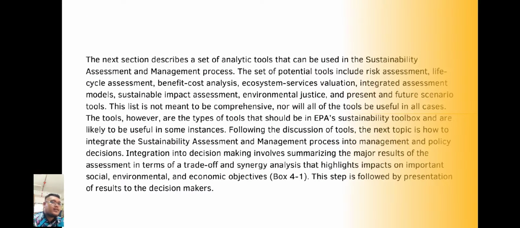The next section describes a set of analytic tools that can be used in the sustainability assessment and management process. The set of potential tools include risk assessment, life cycle assessment, benefit cost analysis, ecosystem service valuation, integrated assessment models, sustainable impacts assessment, environmental justice, and present and future scenario tools. This list is not meant to be comprehensive, nor will all of the tools be useful in all cases. The tools, however, are the types of tools that should be in EPA's sustainability toolbox and are likely to be useful in some instance.